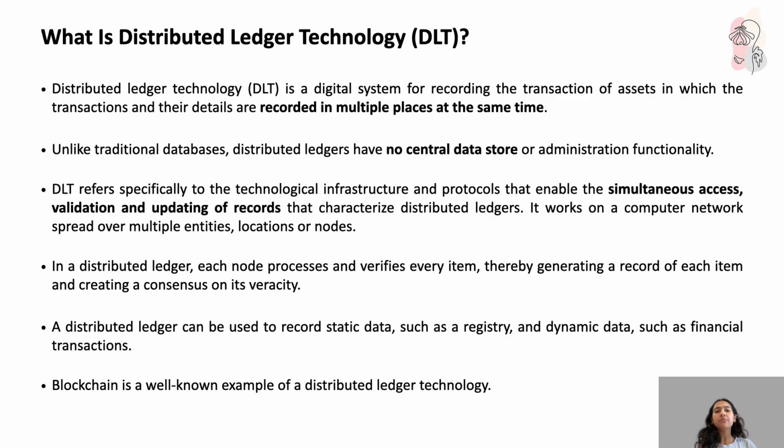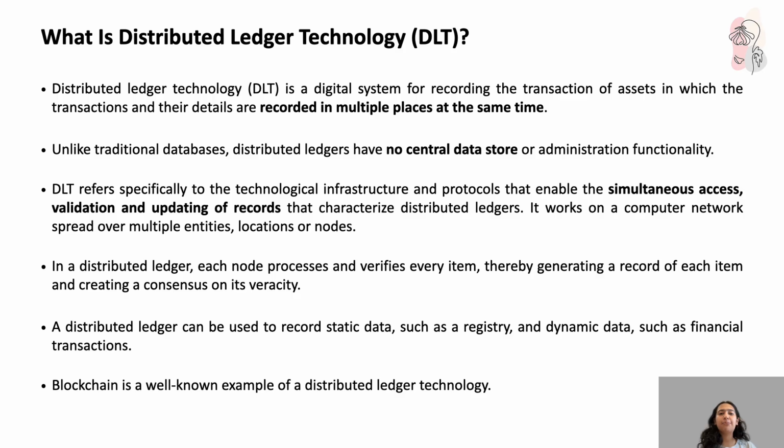is a digital system for recording the transactions of assets in which the transactions and the details are recorded in multiple places at the same time because it's all distributed. And unlike our traditional databases, distributed ledgers have no central data store. They have no centralized authority taking care of them. They're completely distributed, completely decentralized.